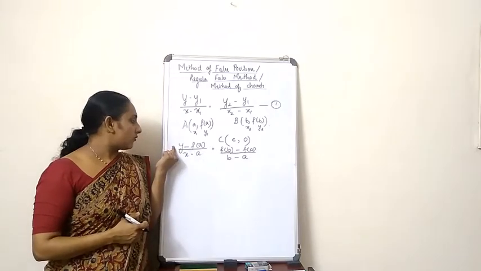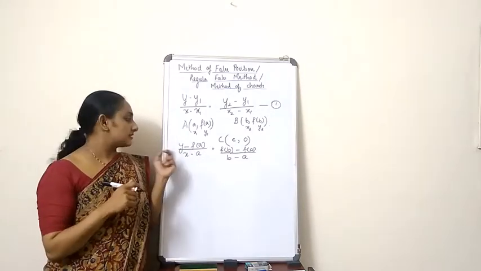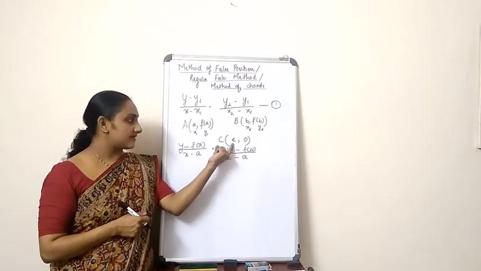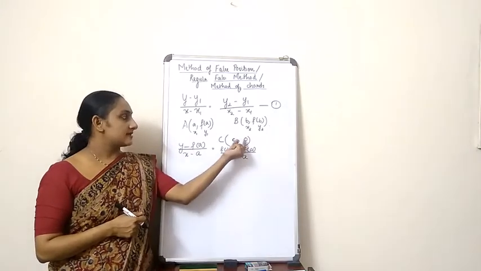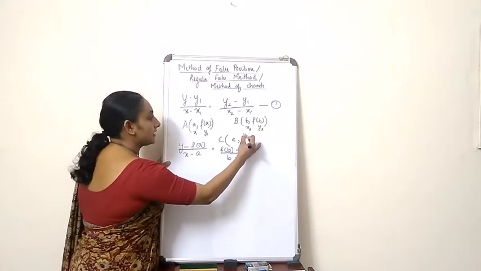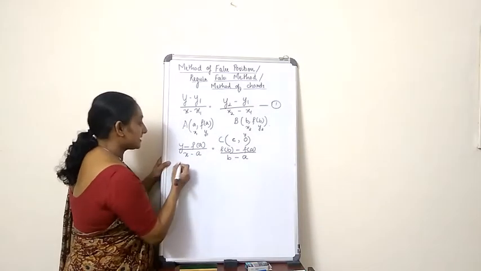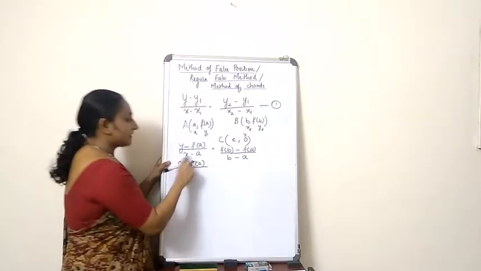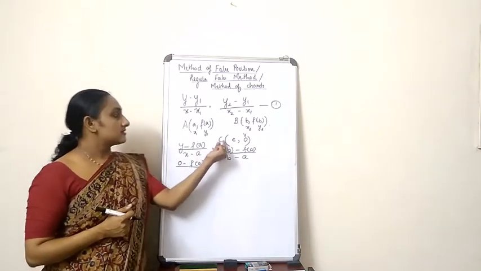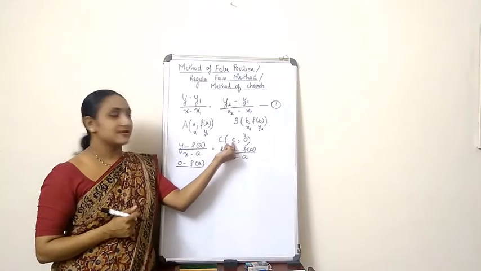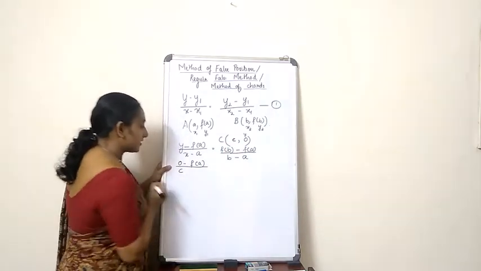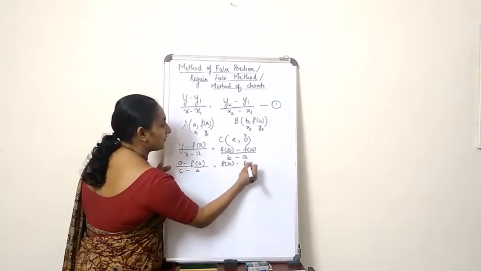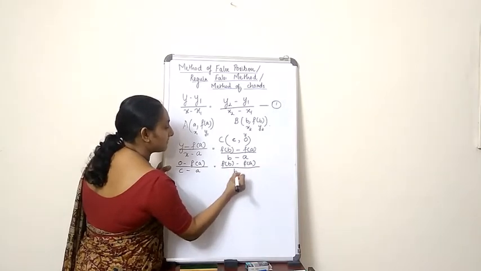So here again, what is y and what is x? So these are the two things that are left behind. And from the point C, you will get what is y. Y is nothing but it is 0. So y is 0. So substituting that over here, 0 minus f of a divided by x minus a. Now what is x here? So in the point C, x is nothing but small letter c. So that is written over here, c minus a, which is equal to f of b minus f of a divided by b minus a.